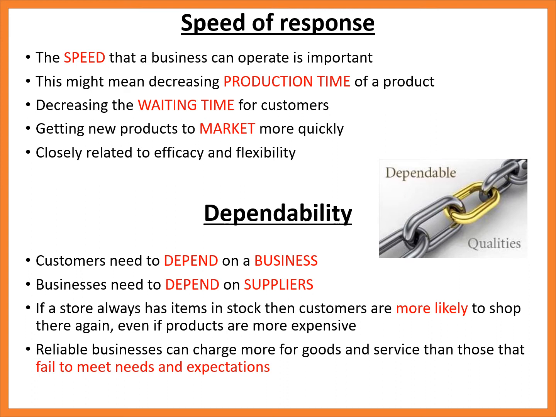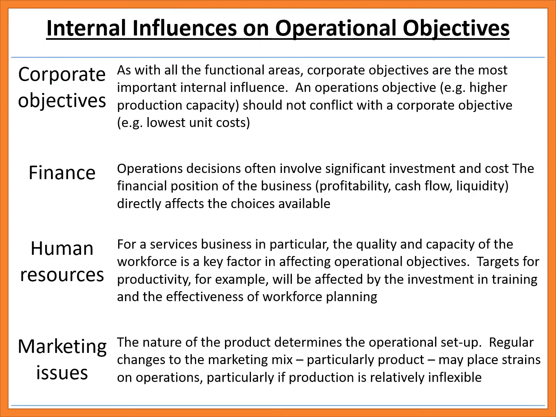Next objective is dependability. So customers need to depend on a business, right? And businesses need to depend on their suppliers. So if a store always has items in stock, then customers are much more likely to go to that shop than one that doesn't, even if the products are more expensive, because they know that when they go there, they're going to get the item they want. There needs to be reliable businesses, which basically can charge more for goods or services than those that fail to meet the needs and expectations, like I just said.